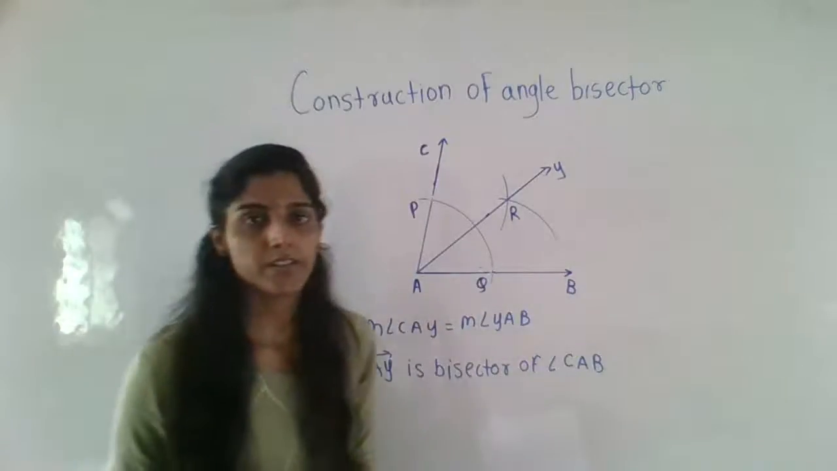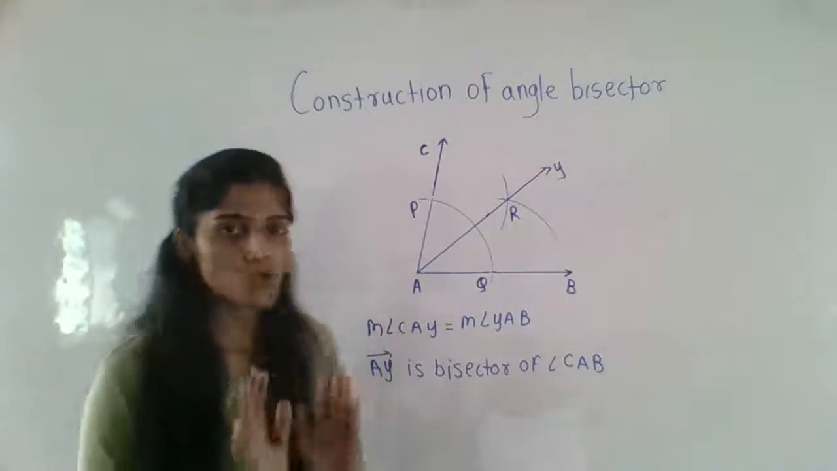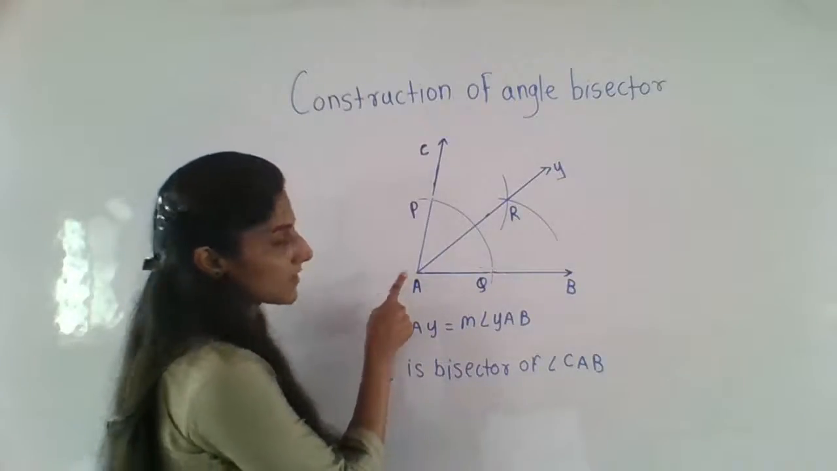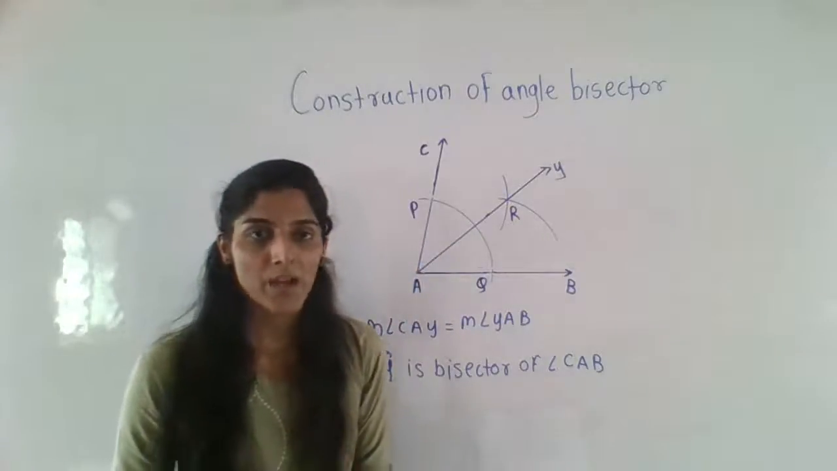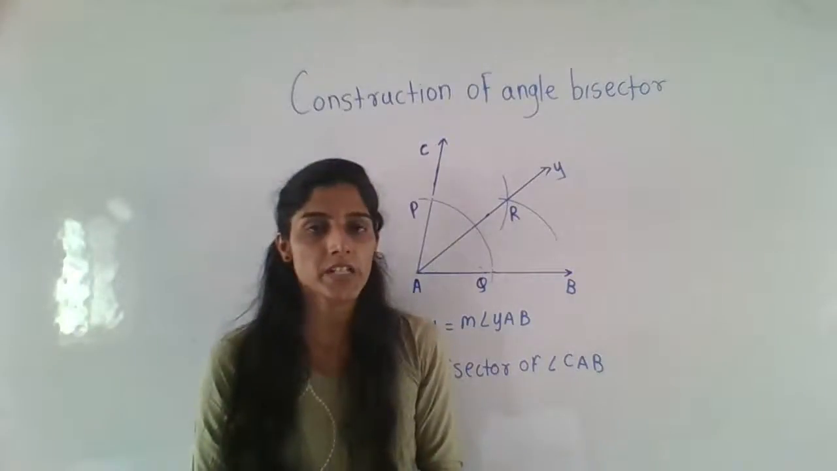Understand how to construct the angle bisector? Simple, three steps are there. First, draw an angle of any measure. Then keep the point of the compass at the vertex. Draw an arc which cuts both the arms of the angle. Then you can name the points of intersection.